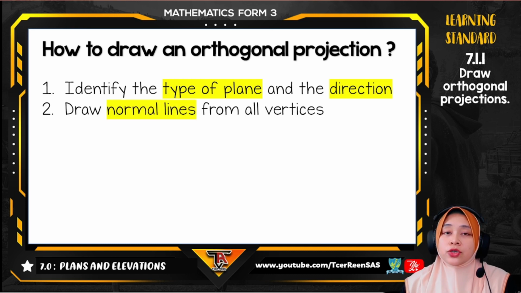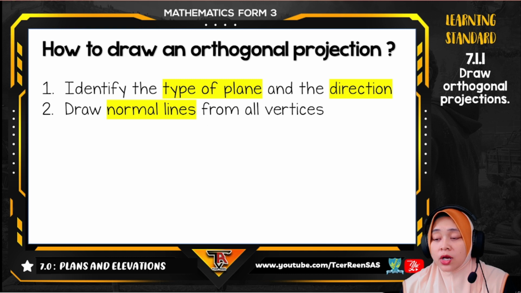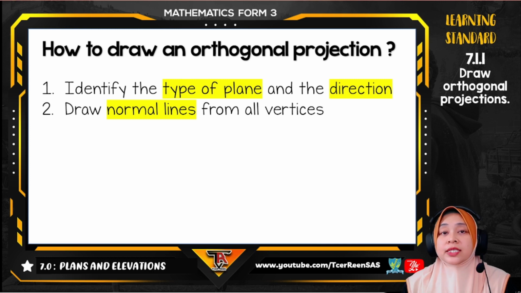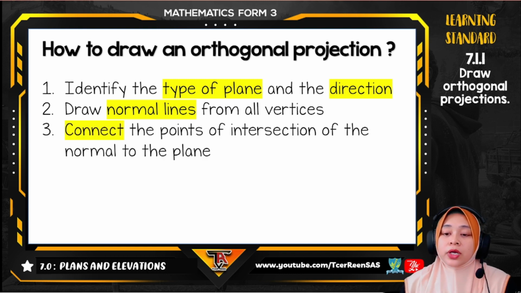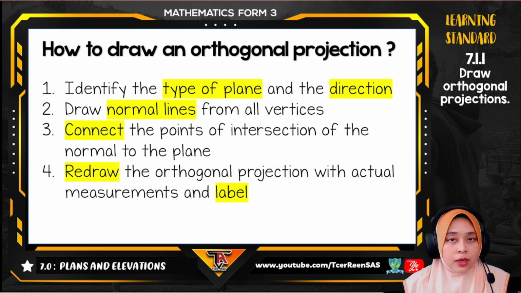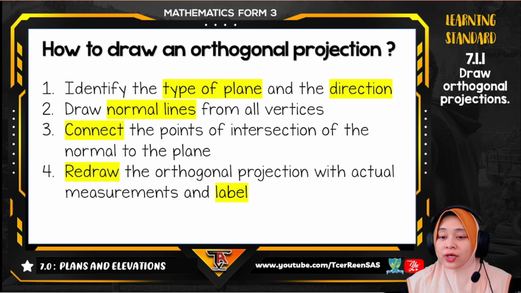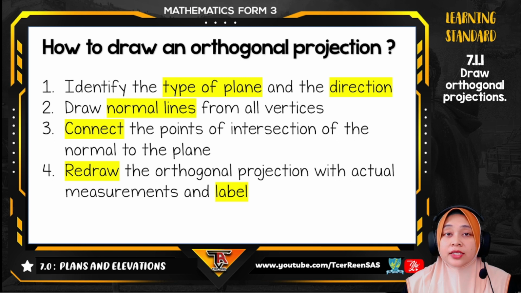Second step, draw normal lines from all vertices of the object to the plane. Make sure all the normal lines are straight and upright so that the length of the projected side and the length of the sides of the object are the same. Third step, you must connect the points of intersection of the normal to the plane to draw the shape of the orthogonal projection. The final step is you need to redraw the orthogonal projection with actual measurement, and label all vertices and side lengths. Let us look at some examples.